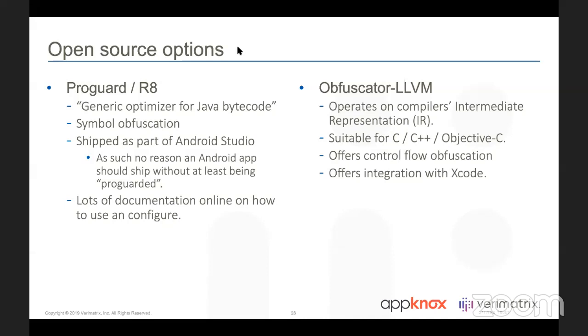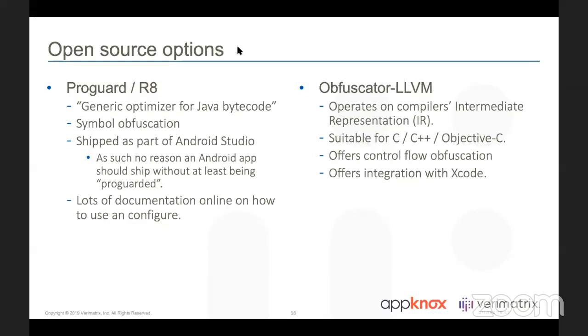So there's no reason an Android app should ship without at least being symbol obfuscated with ProGuard or R8. And I would almost argue it's negligent not to be ProGuarding an application before publishing it to Google Play. There's lots of documentation online on how to use it and how to configure it. So Google is your friend here. Google will guide you on how to apply it. It's not an onerous task to at least apply symbol obfuscation to an Android application. And I would urge everyone, if there's one takeaway from this webinar, to make sure developers have turned on ProGuard.